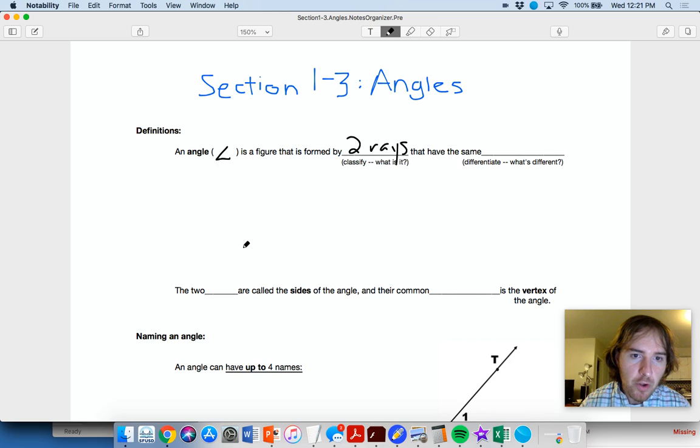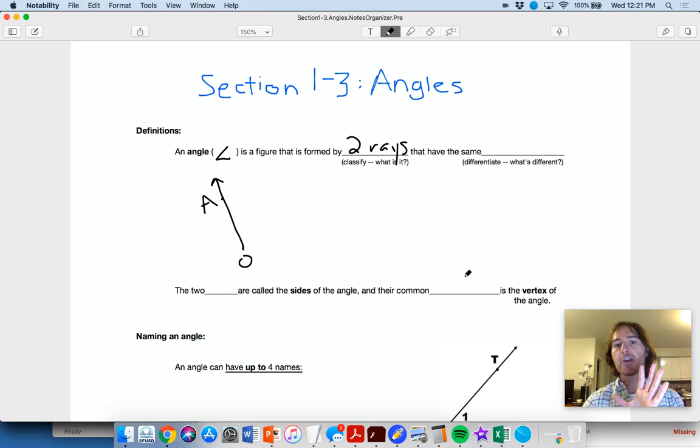And these aren't just any rays. Let me start by drawing a ray right now. We have here O, and we have here A. So this is ray OA. And if I drew another ray right here, that would create an angle, but it wouldn't create just one angle. That would create more than one. I could draw another ray right here, for instance, that's parallel to this ray, but that wouldn't be an angle here.